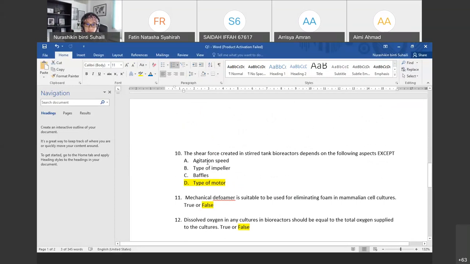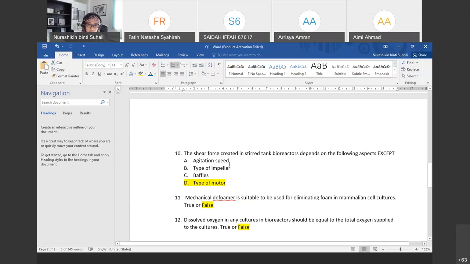Number 10, shear force created in stirred tank directly depends on the following aspects except: agitation speed, yes. Type of impeller, yes. Baffles, yes. Type of motor, no. Because the motor is the one that is attached to the agitator. Of course, it controls the agitation, but how you control the agitation depends on the speed. It's just a switch, I can say. It has nothing to do with the things inside.